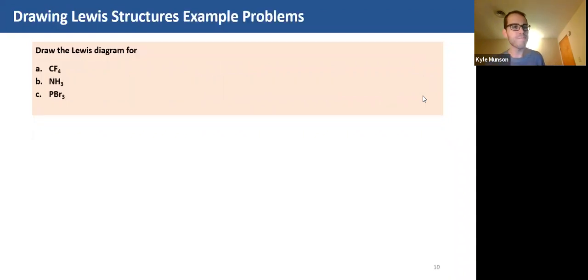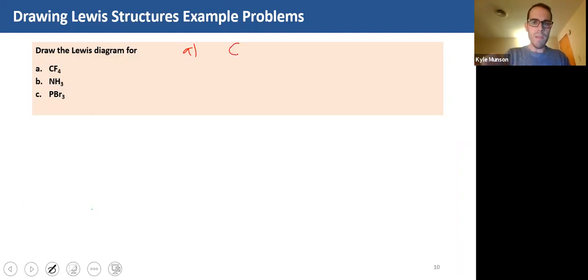Okay, so let's do examples. We want to draw the Lewis diagram for these following molecules. Okay, so the first step is to determine the valence electrons. So let's do the first one here. Okay, so A. Carbon, if you look on the periodic table, okay, so let's see here, valence electrons.